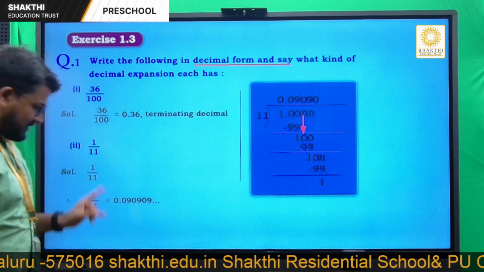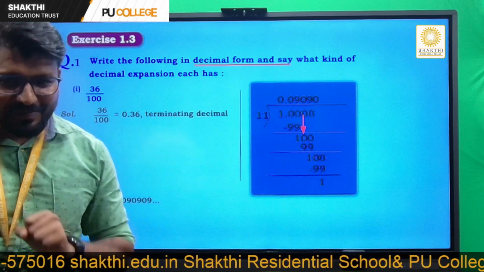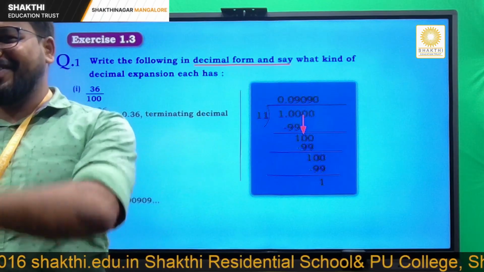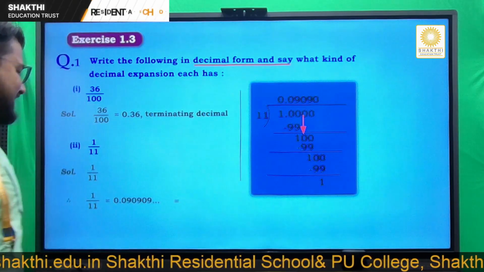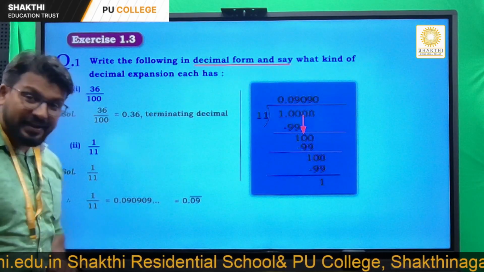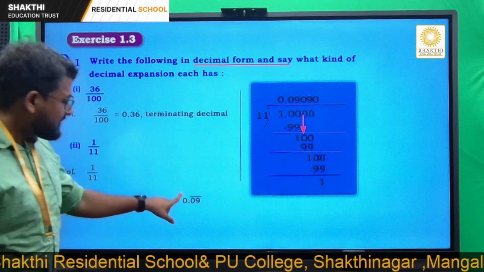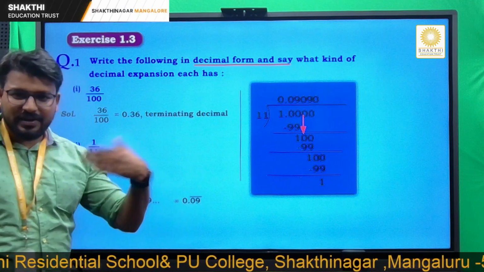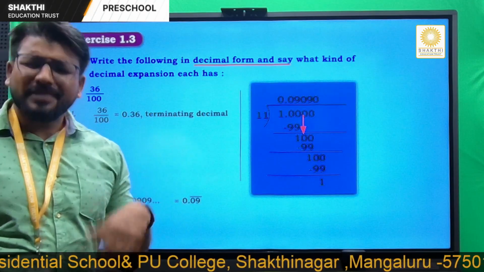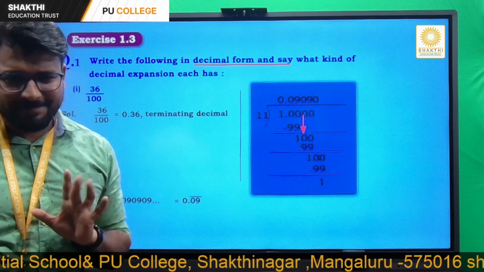0.090909. Now tell me what kind of decimal this is. Yes, you're right. This is non-terminating, but it is recurring. What is recurring? 0.09, the 09 is recurring. What do you mean by recurring? Repeating. Simple words, right?